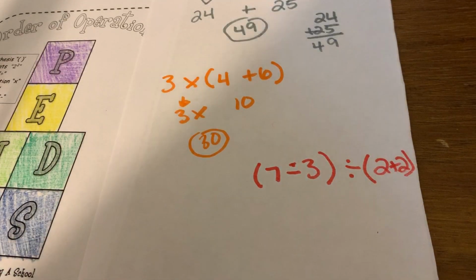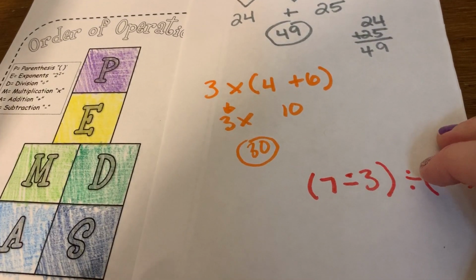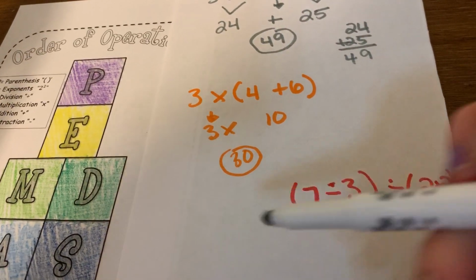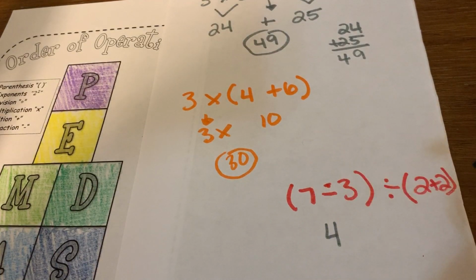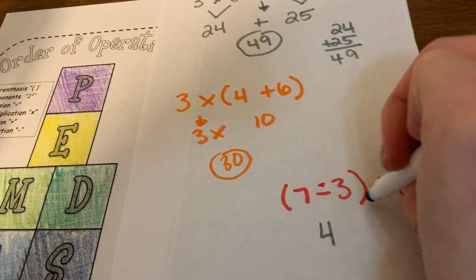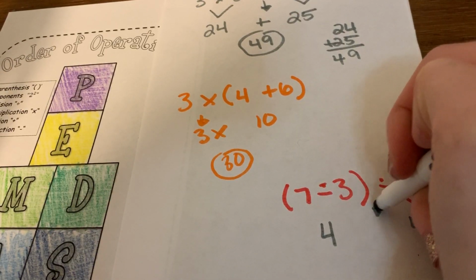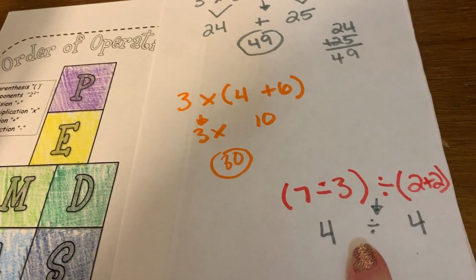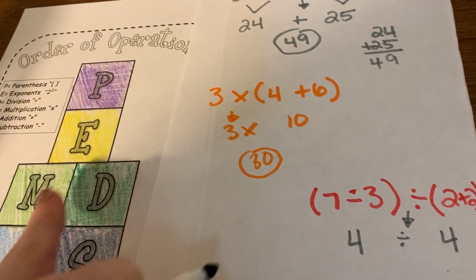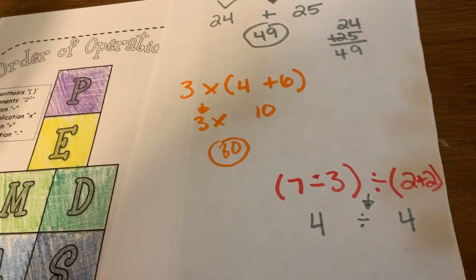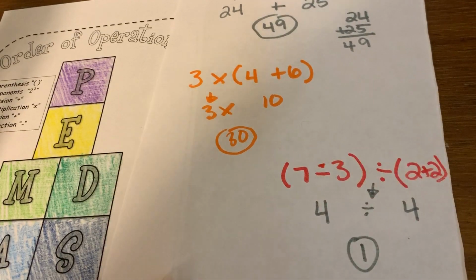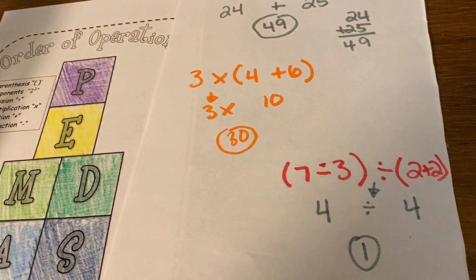All right, so what we're going to do is ask ourselves, are there any parentheses? Yes, we have 7 take away 3, which gives us 4. And then we have 2 plus 2 as well, which gives us 4. So we've taken care of our parentheses, and we're going to bring down the division sign. And now we're going to ask ourselves, are there any exponents? Nope. Is there multiplication or division? Yes. So let's go ahead and take care of that. 4 divided by 4 gives us 1. So that's all there is to it, okay?